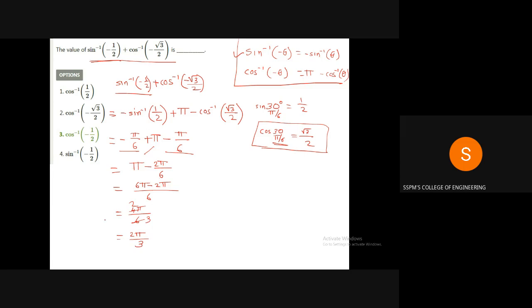But it is not directly written in the options. We have to convert it into the form of cos inverse or sine inverse. So we know 2 pi by 3 is cos inverse of minus half. If you solve this, you can understand it: cos inverse of minus theta is pi minus cos inverse of theta, and cos inverse of half is pi by 3. So the answer is cos inverse of minus half.